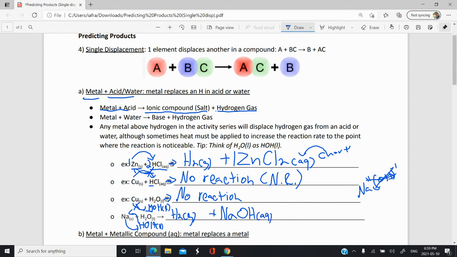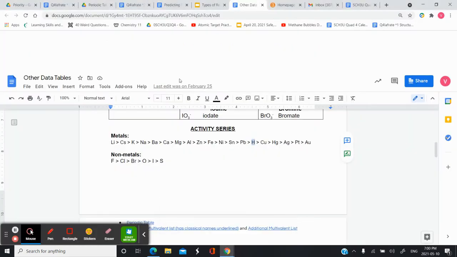So what we just saw here is that when you have a metal and water, it'll produce a base and hydrogen gas. So essentially, any metal that's above hydrogen in the reactivity series is going to displace hydrogen to form a hydrogen gas from the acid, or from water. And sometimes, in order for the reaction actually to happen, you might have to put heat into it to make sure it happens. Even if it's more reactive, you'll have to heat it up a little bit to make sure that it actually takes place. Just to show you that on your periodic table.